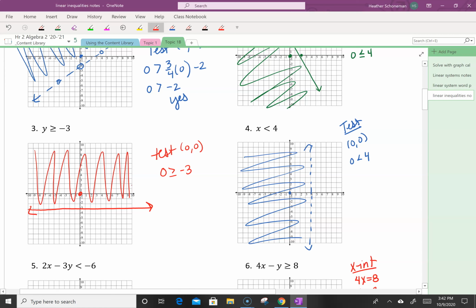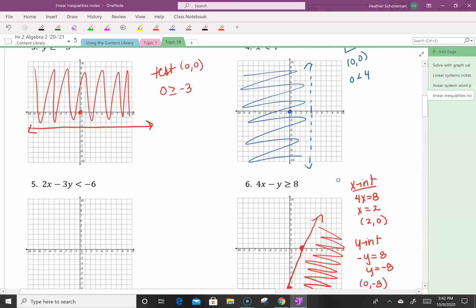Example 4. On this one, it's not y equals, it's x equals. So instead of a horizontal line, I graphed a vertical line, and I graphed it at positive 4. It was dashed because it was less than. Then I tried a test point of 0, 0. When I plugged it in, I got 0 is less than 4. 0 is less than 4, so I knew the point 0, 0 was located on the true side of my graph, and so I was going to shade on that side.